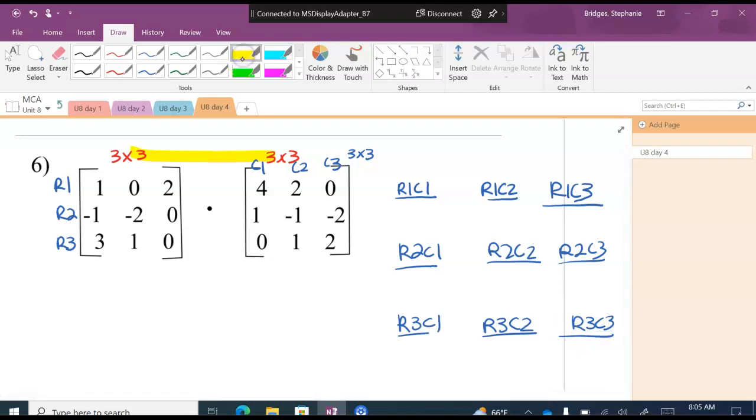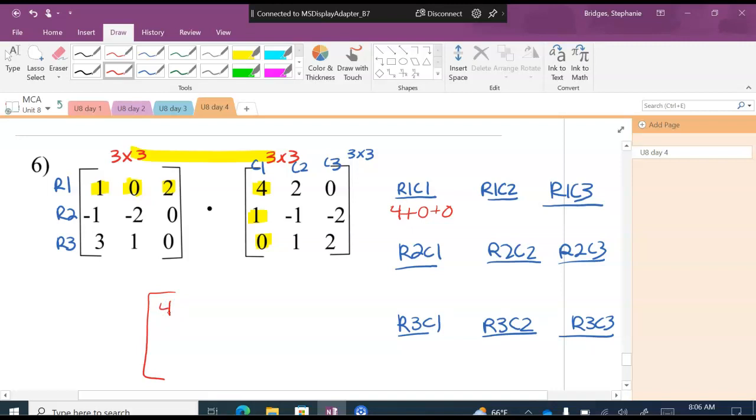All right, so we're going to get the process started. 1 times 4 gives me 4. Across and down, that gives me 0. And then across and down gives me another 0. So in my answer, row 1, column 1 is going to just be 4, because 4 plus 0 gives me 4.